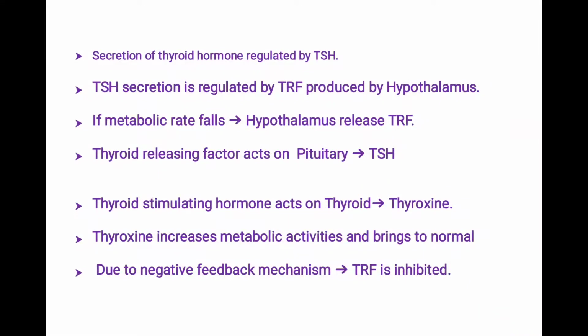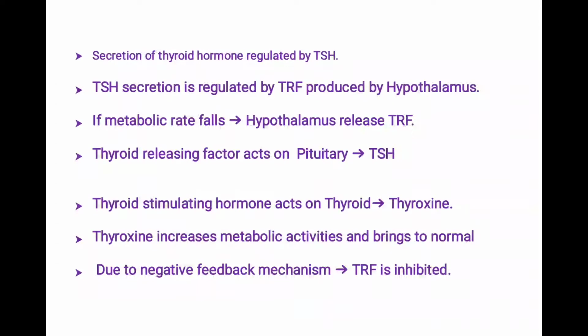The secretion of thyroid hormone is regulated by a stimulating hormone called thyroid stimulating hormone. The thyroid stimulating hormone secretion is regulated by TRF, or thyroid releasing factor, produced by the hypothalamus. The hypothalamus produces the TRF. The TRF stimulates the release of TSH by the pituitary. The TSH in turn stimulates the thyroid gland to release thyroxine.